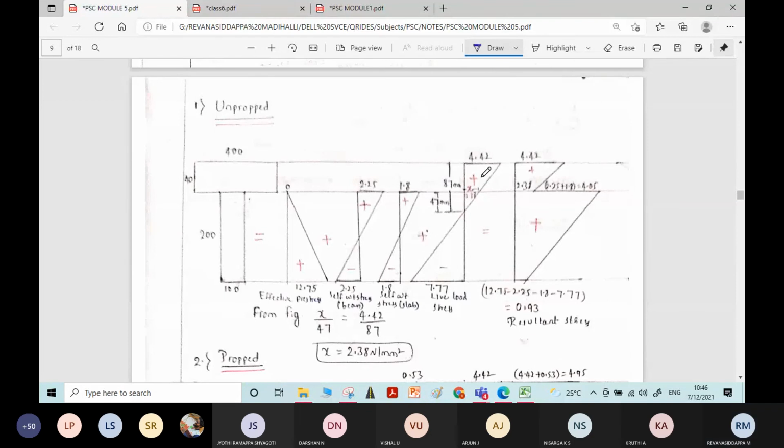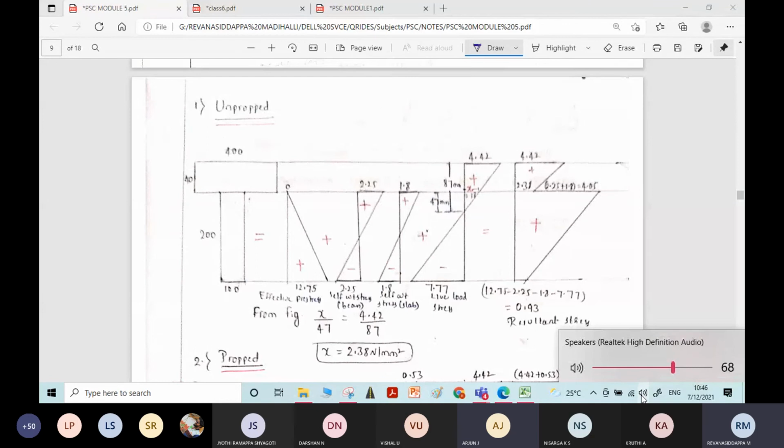Understood, students? Do you want me to explain the stress distribution once again? Please reply. Sir, how to calculate X values? Yes, sir, I will tell you. You understood these diagrams, no? Writing the diagram you understood, no? The calculation part I will explain.